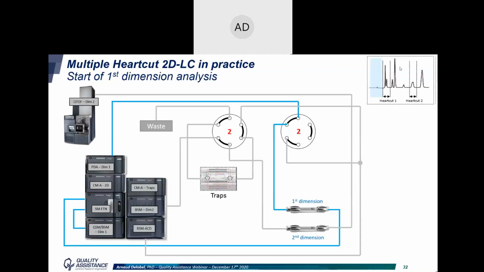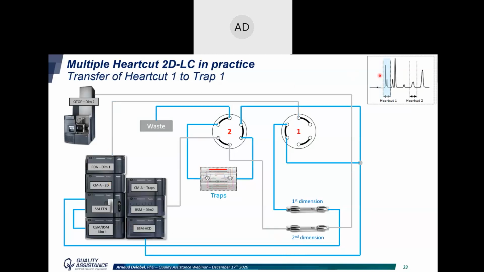Then, during the first step, you will have this first part of the chromatogram that does not correspond to something that you want to analyze in the second dimension. So the flow will go through the first dimension column and be sent directly to your first dimension detector, which is a UV or PDA detector.